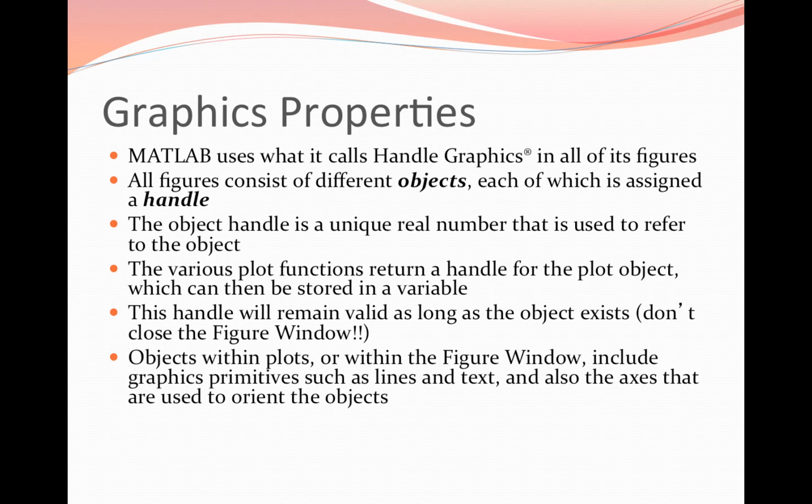All of the plot functions return a handle for the plot object, which can then be stored in a variable. That handle will remain valid as long as the object exists, which means as long as the figure window is still open. So if you close the figure window, all of those handles become invalid. The objects within plots or within the figure window include graphics primitives or core objects such as lines and text, and also the axes that are used to orient the objects.